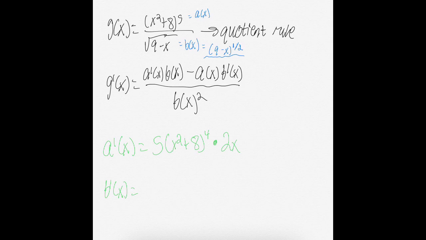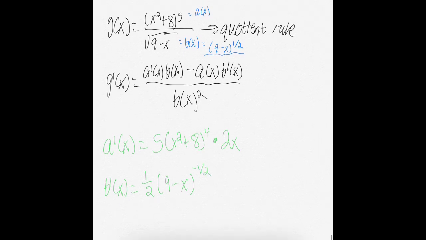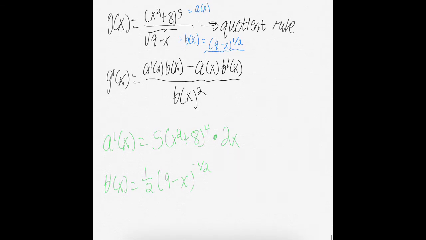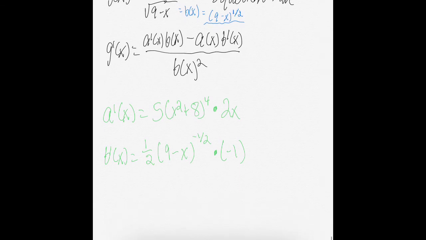Okay, so now b prime of x. Well, I noticed that b of x I can rewrite as 9 minus x to the 1/2 power. The benefit of that is that I can again apply the power rule and chain rule to give me b prime is 1/2 times this 9 minus x function to the negative 1/2, lower the exponent. This is just the power rule that I did, except instead of just a variable, I did it to 9 minus x. And now I have to multiply by the derivative of the inside of 9 minus x, and that's just times negative 1 in this case.